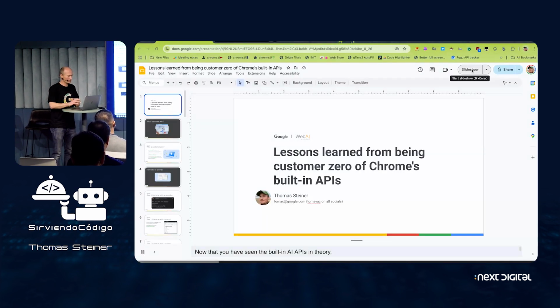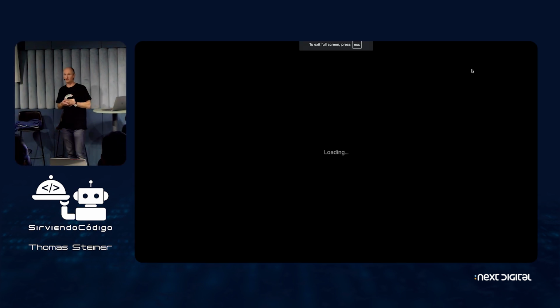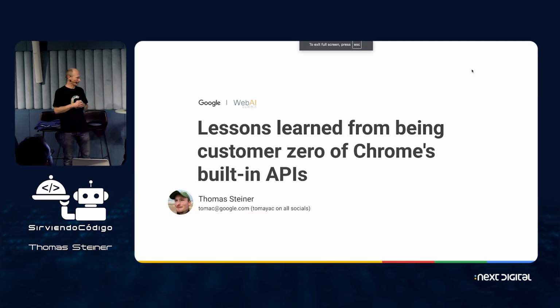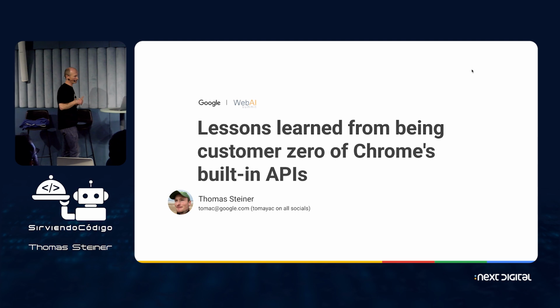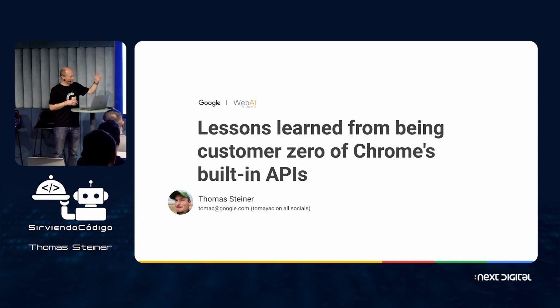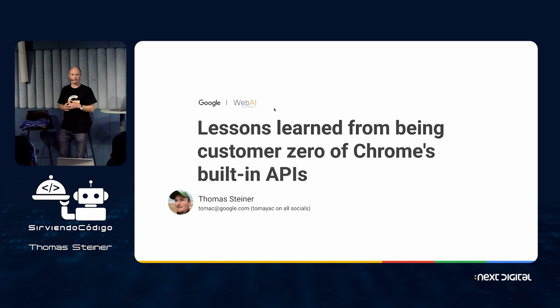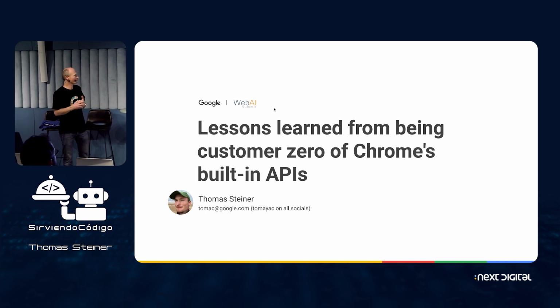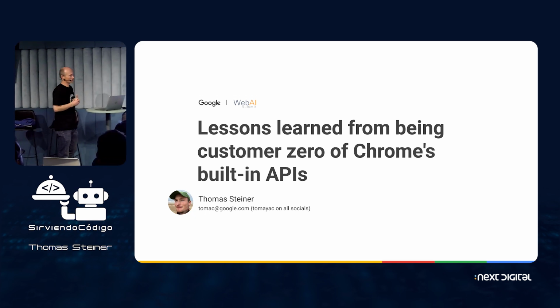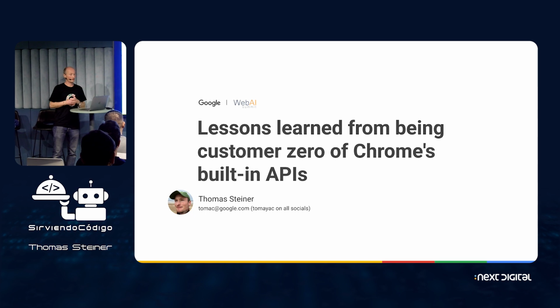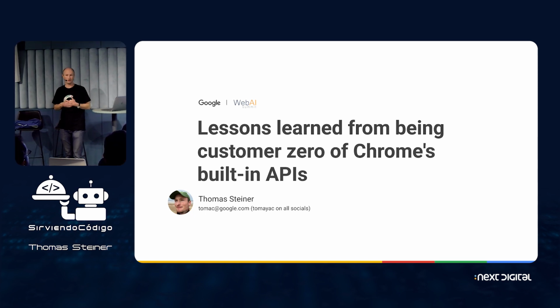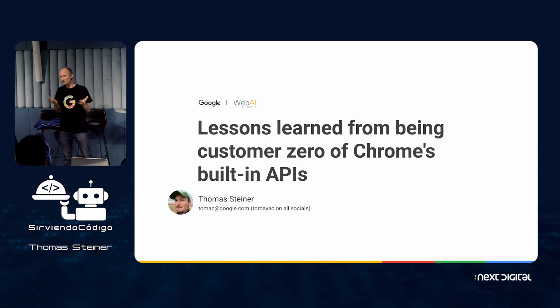And this is from a big event that we had recently in Sunnyvale in California. It's the Web AI Summit, so you can see the little logo here. This is a presentation that I gave there so that people can see a little bit what we can do with these APIs. And it's titled Lessons Learned from Being Customer Zero of Chrome's Built-in APIs that you've seen just now.